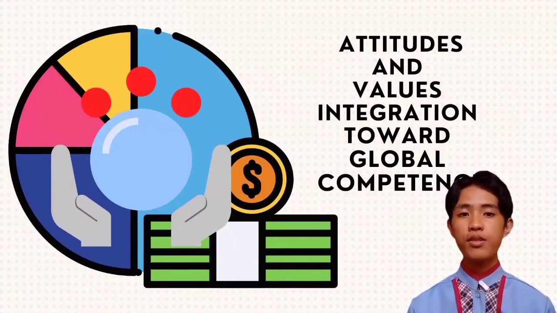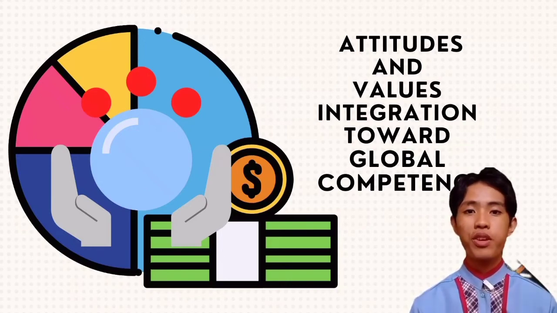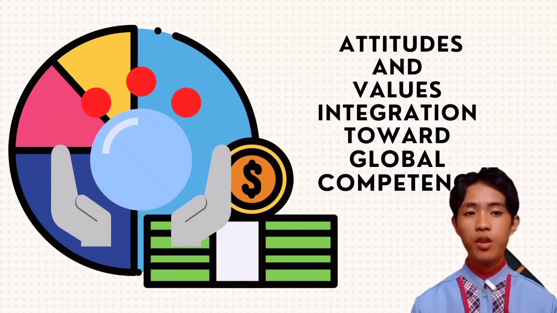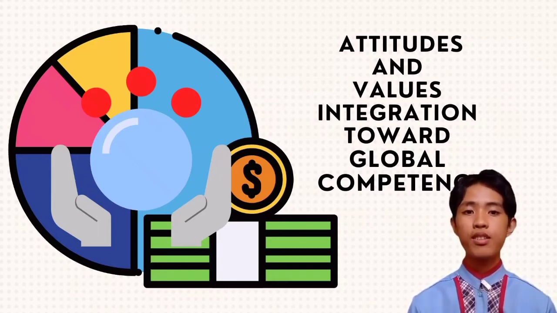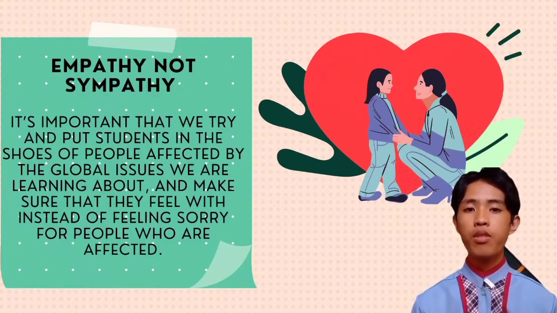Fostering values and attitudes of solidarity and empathy is a key part of global citizenship education. So there are important methodologies to bring out values and attitudes in students to discuss global competence within the classroom. So here are the values that global citizenship education can help to foster. Empathy, not sympathy. Empathy is about feeling with other people. Sympathy is about feeling for.